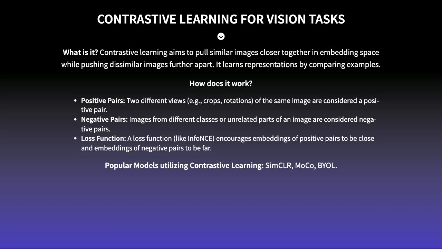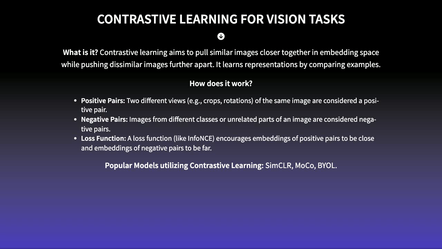Okay, let's talk about contrastive learning in the context of computer vision. Essentially, it's a clever way to teach computers how to understand images better by comparing them. Imagine you have two slightly different shots of the same cat. We treat those as positive pairs.